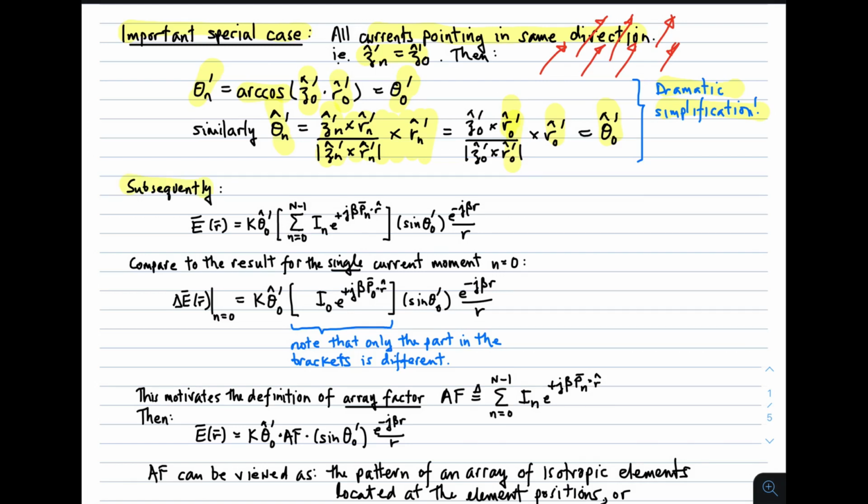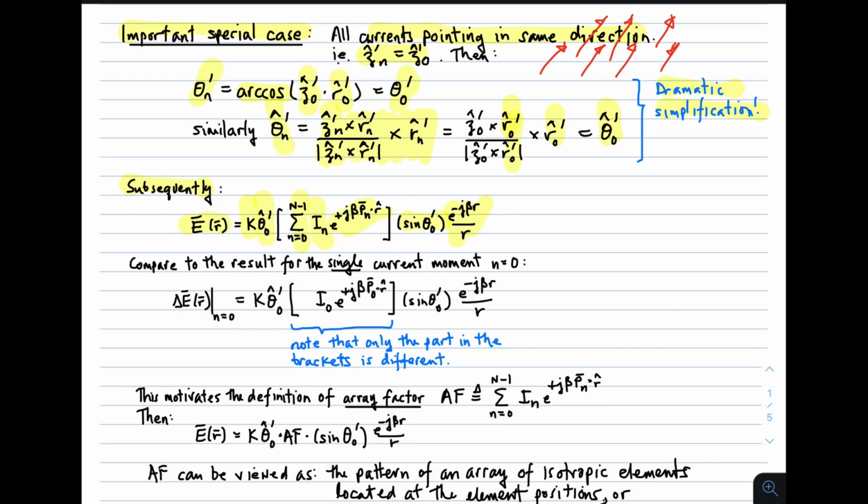Subsequently, under these conditions that we've applied, the total electric field intensity will be given by K theta prime hat sub naught, the magnitude part of the pattern function, which is sine theta prime sub naught, e to the minus j beta r over r, the spherical wave dependence. All those things are the same for all the elements, so we've separated them out. What varies from element to element, we leave inside the sum. The sum is from n equals 0 to N minus 1, I sub n, and then this phase dependence, which depends on the precise position of the current moment within the array.